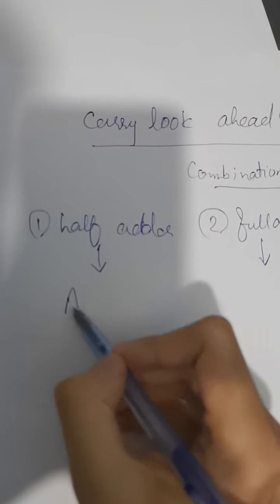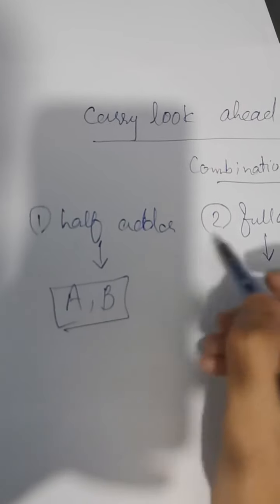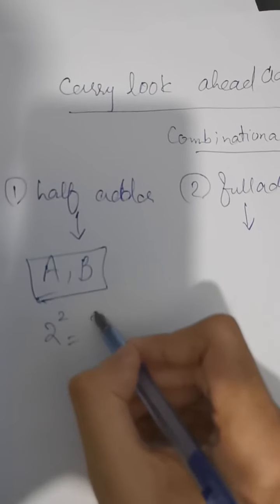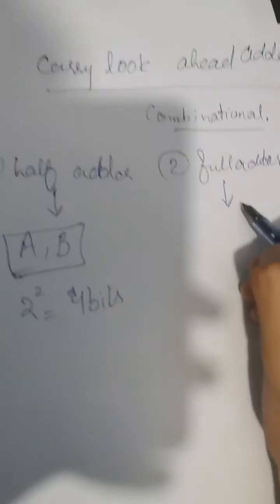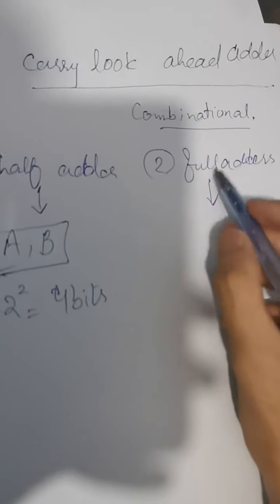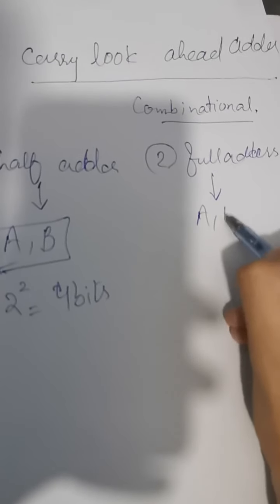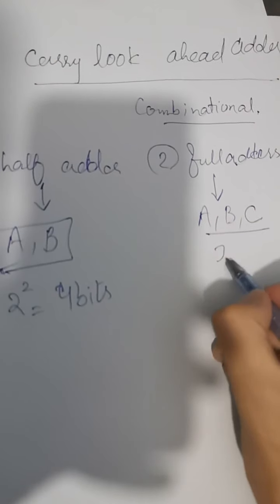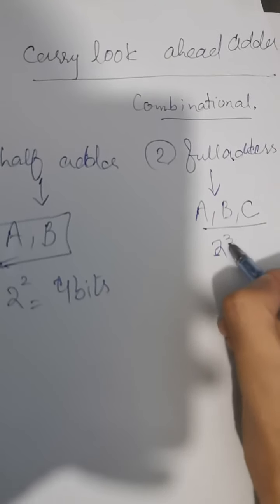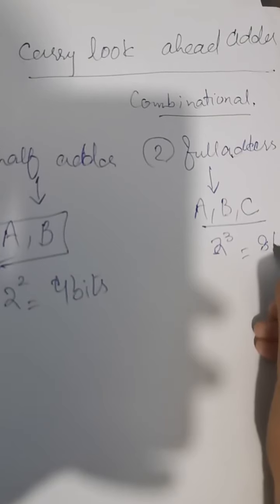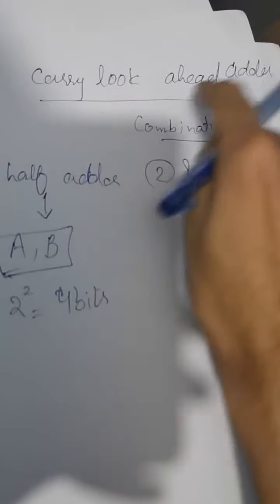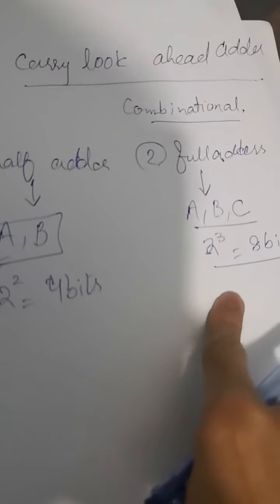For the half adder we will have A and B as our inputs, so our truth table would be 2 raised to power 2, which is 4 rows. And for the full adder, when we have a more complex circuit, like when we have three terms to add, A, B, C, then we will use the full adder, so we have 2 raised to power 3, which is 8 rows. So we will have a truth table of 8 rows. So basically the carry look ahead adder works upon the principle of the full adder.